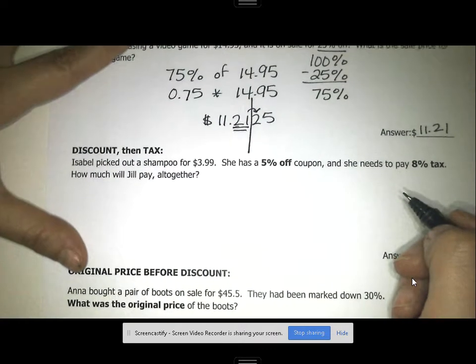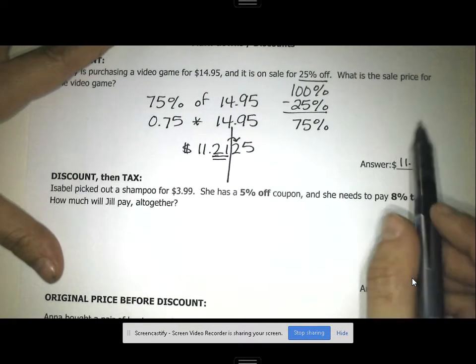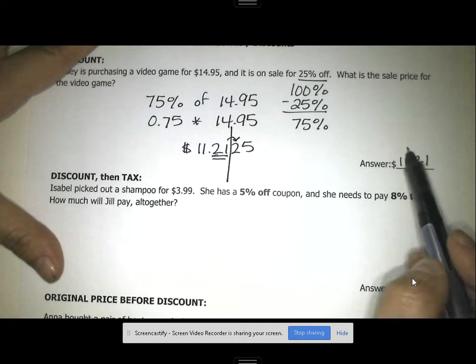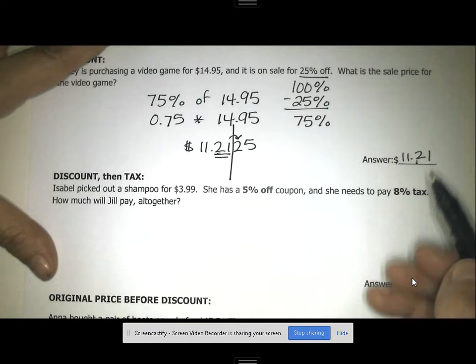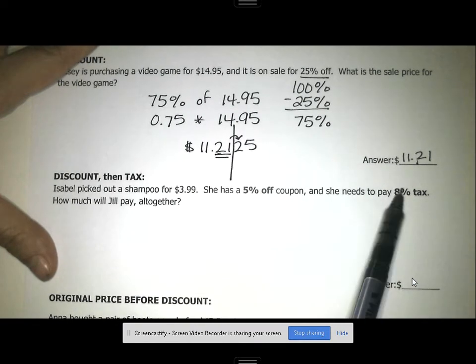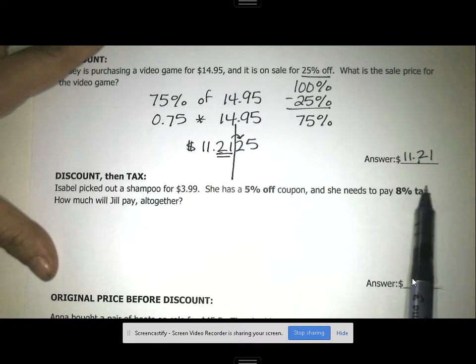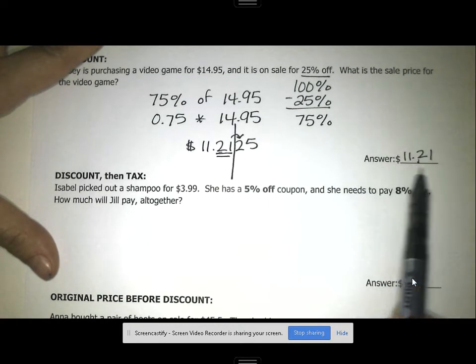Now, when I calculate discount then tax, what you have to do is 2 steps. First, you have to do what we just did. You have to find a discount price. Then you use the new discount price to calculate an extra tax. You can't do it in one step. You can't say, okay, I'm going to start with 100%, subtract 5%, then add 8%. No, that will not work, because if you do it that way, you're finding 8% tax of the original price. You have to find the sales price, then take 8% tax of the sales price.